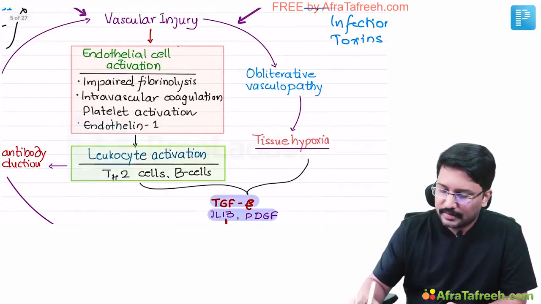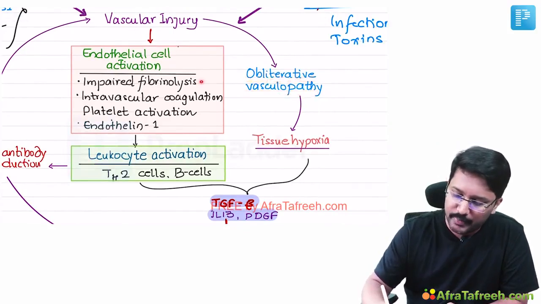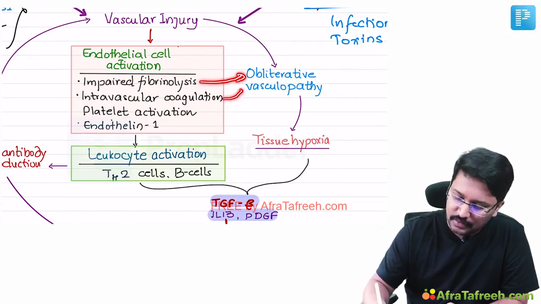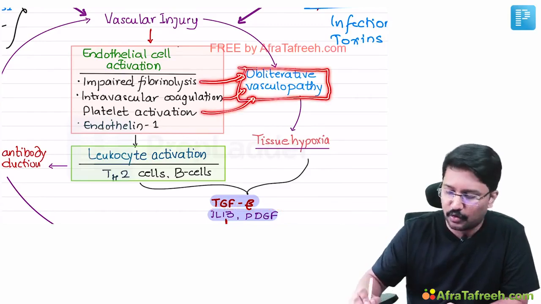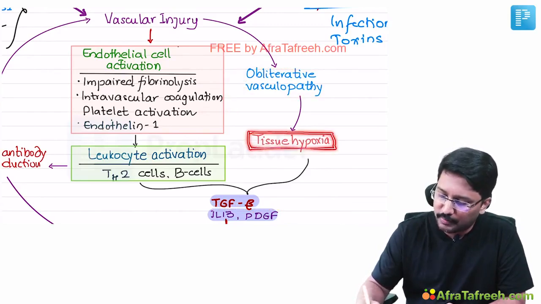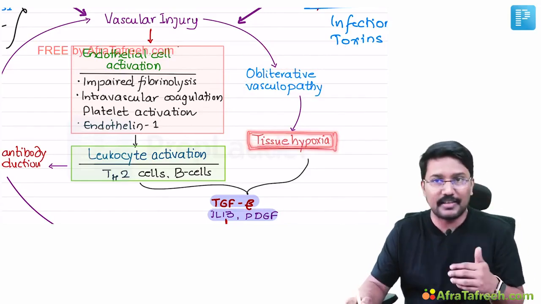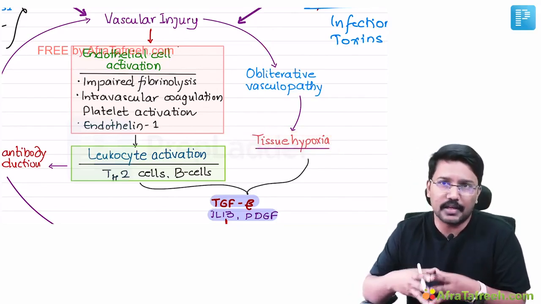Okay. Now, the other thing that happens when there is vascular injury is obliterative vasculopathy. So all these impaired fibrinolysis, intravascular coagulation, platelet activation lead to obliterative vasculopathy. And this obliterative vasculopathy eventually leads to tissue hypoxia. And in response to tissue hypoxia, the cell starts producing fibrogenic cytokines.